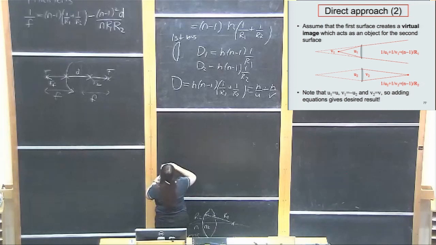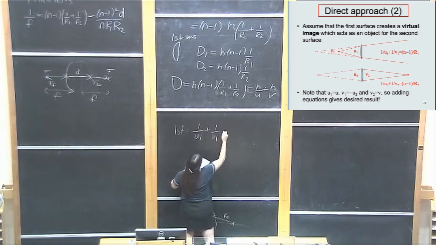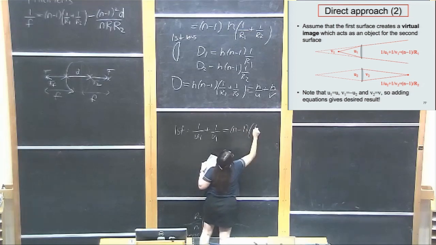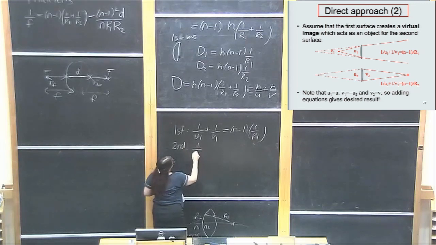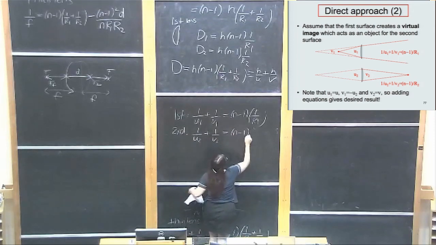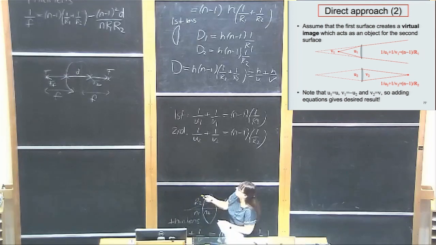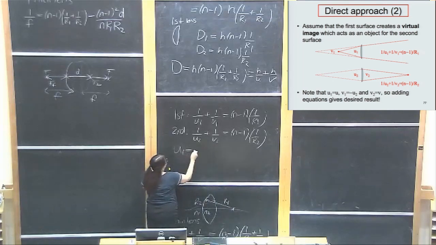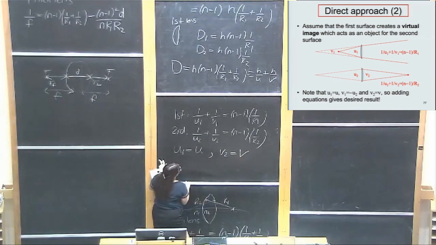Okay, so what we're going to do, for the first lens, I mean, it's all on the slide, but I'm just going to do it in real time so that we can see. Here's my lens equation for the first lens. Here's my lens equation for the second lens. And then I'm going to say, well, okay, my actual object is here. So in my final equation, let's just set u1 equal to u, and my final image is at v2, so let's set v2 equal to v.